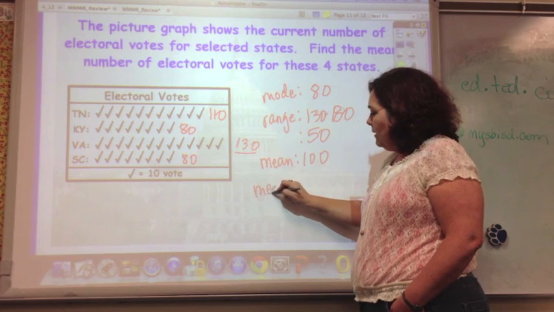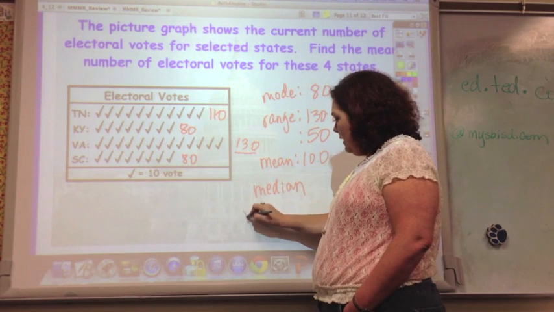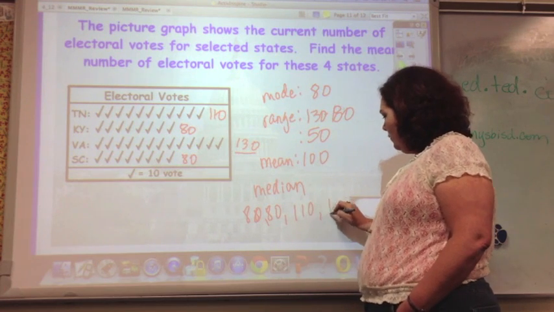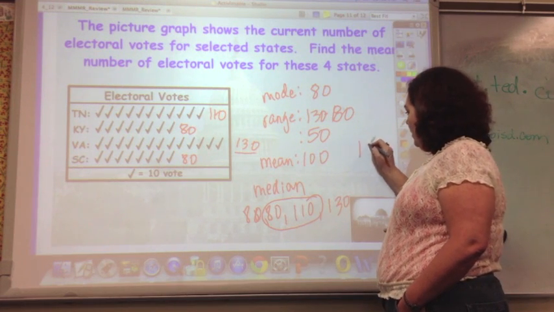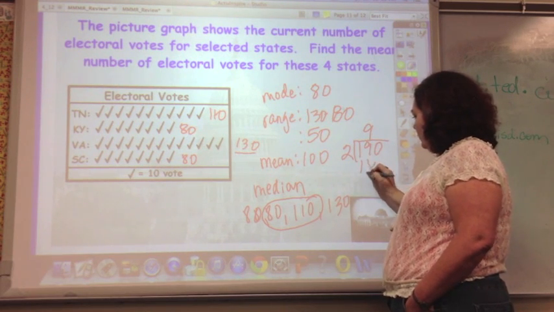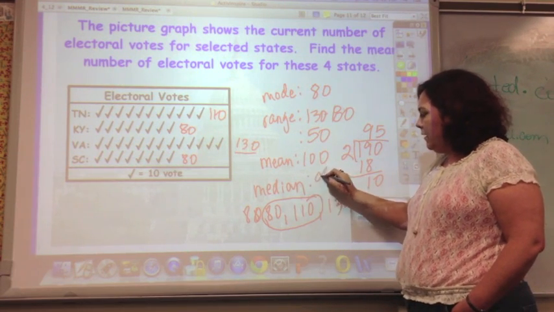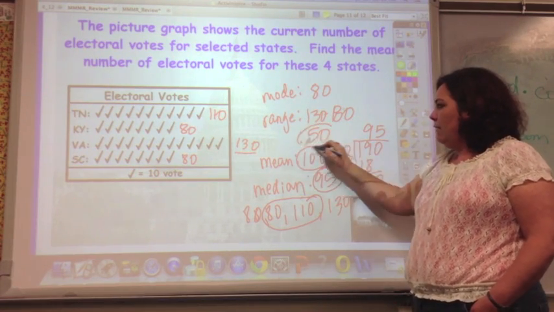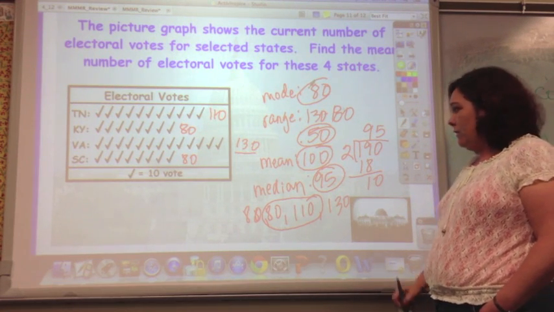And my median would be, I'd have 80, 110, 130. And I have 2 in the middle. So I would add those up, and that would be 190, and I would divide by 2, so 95. So my median is 95, my middle number. So that gives you an idea of how to use these graphs to find the information that you want to find.